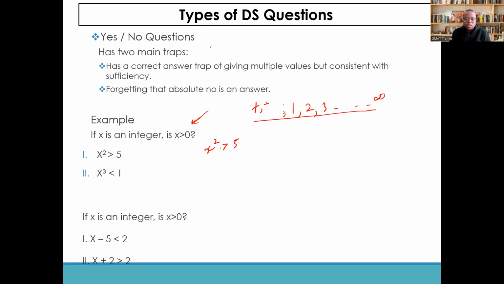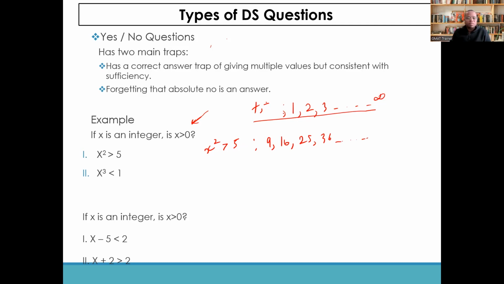Since x squared is greater than 5 and x is an integer, what values are we looking at? We're not looking at 2, we're looking at 4 because 4 is the smallest square greater than 5. Next you have 9, then 16, then 25, 36, and so on and so forth: 49, 64, 81, 121, and so on.